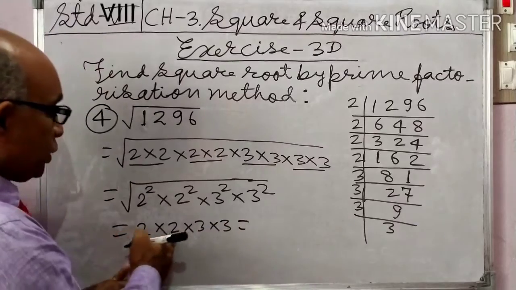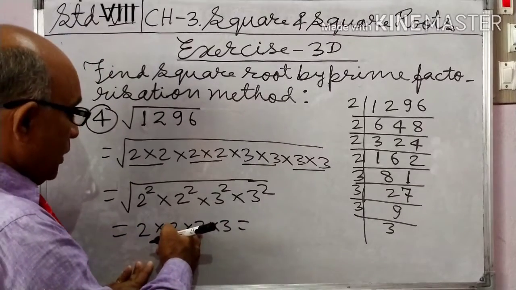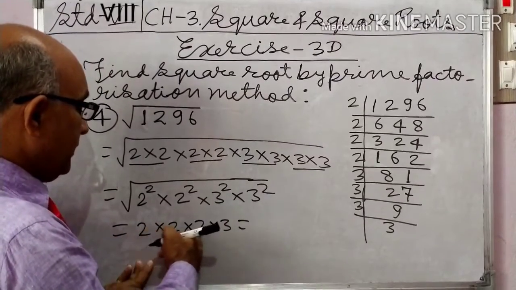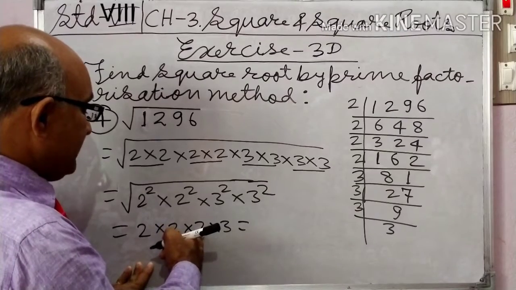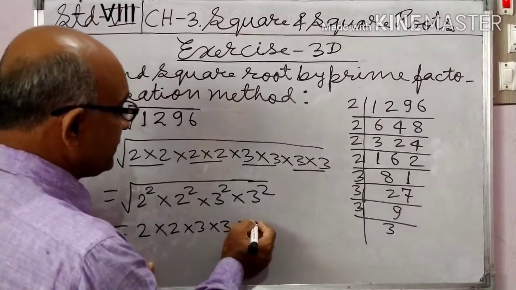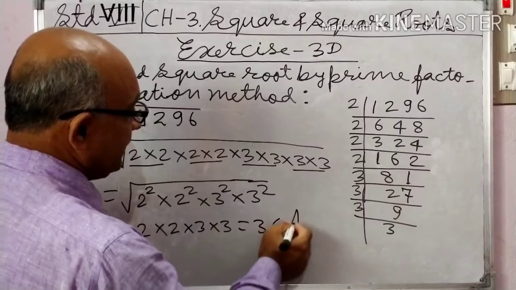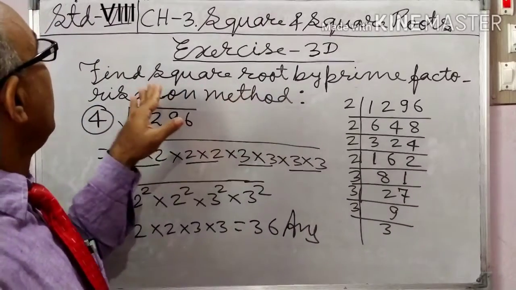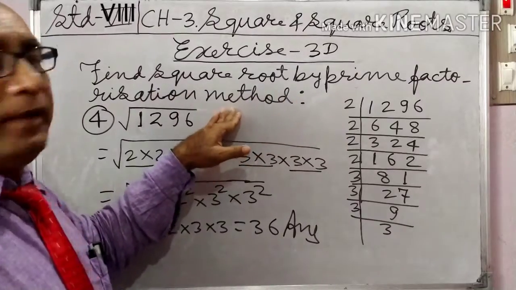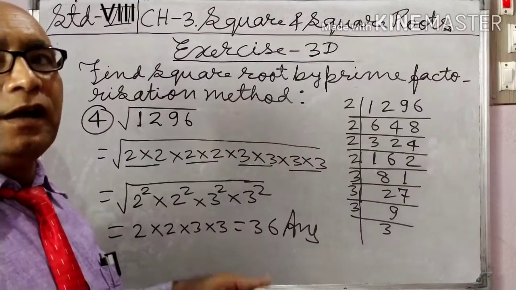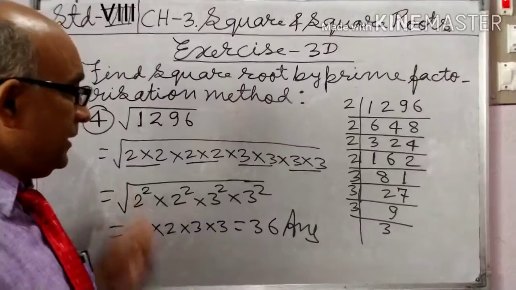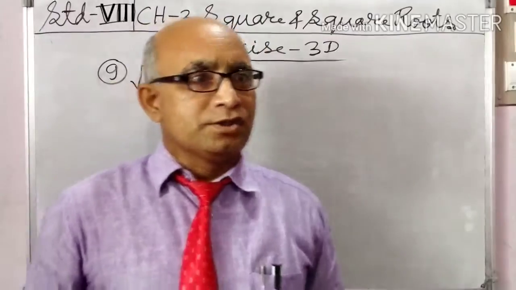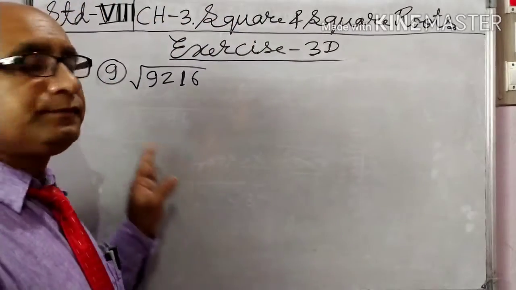So multiply it. 2 2 is 4, 2 2 is 4, 4 3 is 12, 12 3 is 36. 36 will be the answer of this question. This is the prime factorization method to find a square root of any number. Write it.